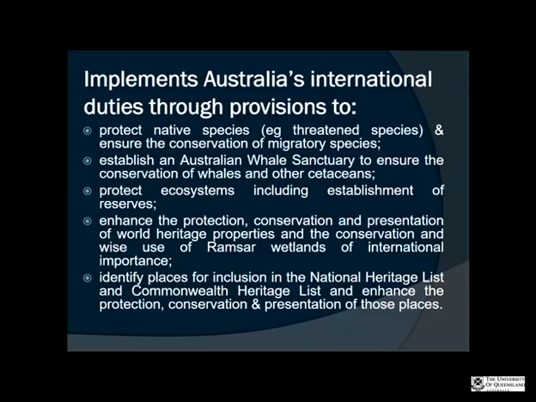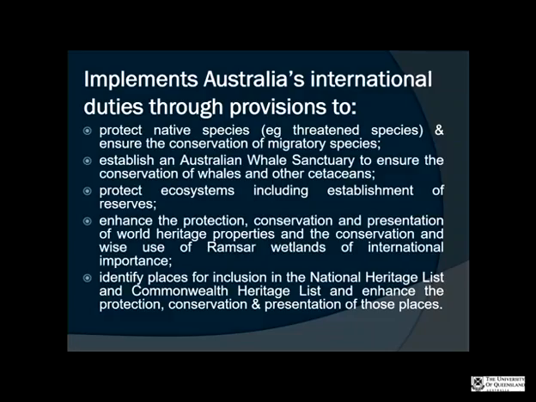It implements Australia's international duties by looking at the protection of native species, so for example endangered species, threatened species, to ensure the conservation of migratory species. It establishes an Australian whale sanctuary to ensure the conservation of whales. It looks at protecting ecosystems, including through the establishment of reserves. It enhances the protection, conservation and presentation of World Heritage properties. Again, that's pointing back to the International Convention on Ramsar wetlands. And it also identifies places to include in the National Heritage List and the Commonwealth Heritage List. Again, looking to protect, conserve and present those places.